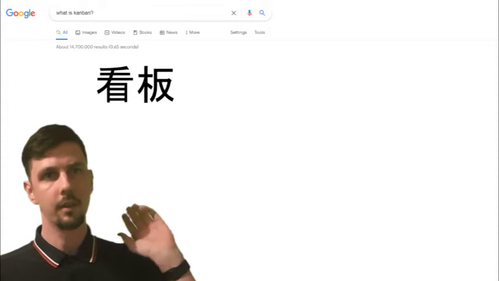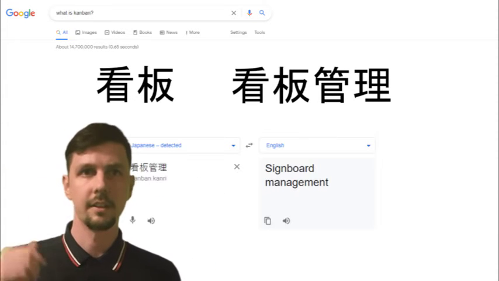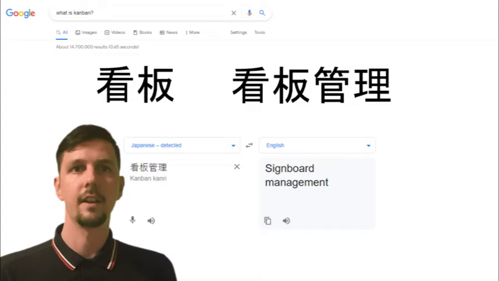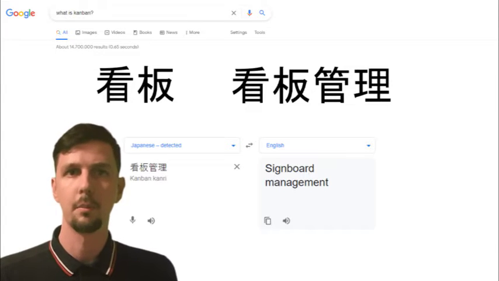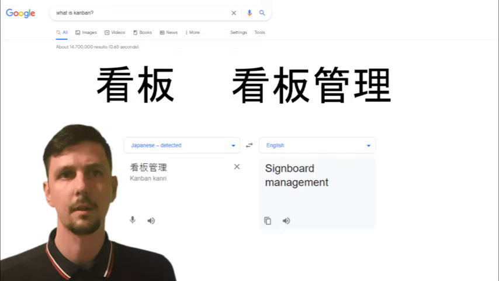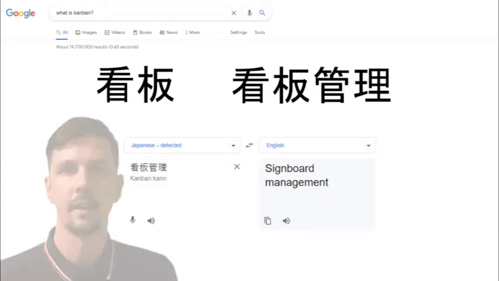Kanban, or Kanban Kanri, is a Japanese term for signboard management. The lean method itself is a scheduling system which is used to improve manufacturing and production efficiency and to manage work by balancing demands against availability capacity. It achieves this by using a Kanban board.